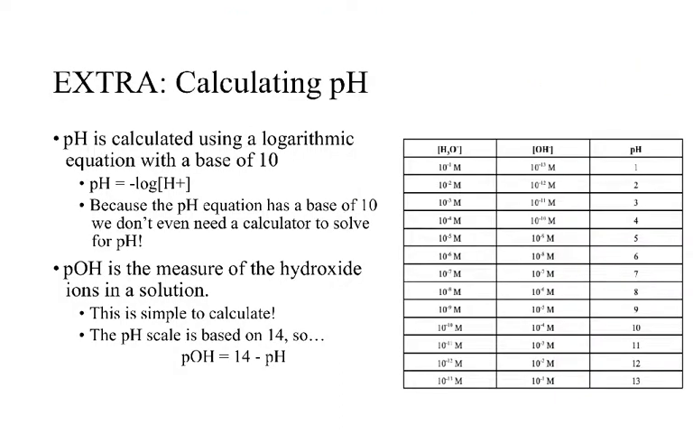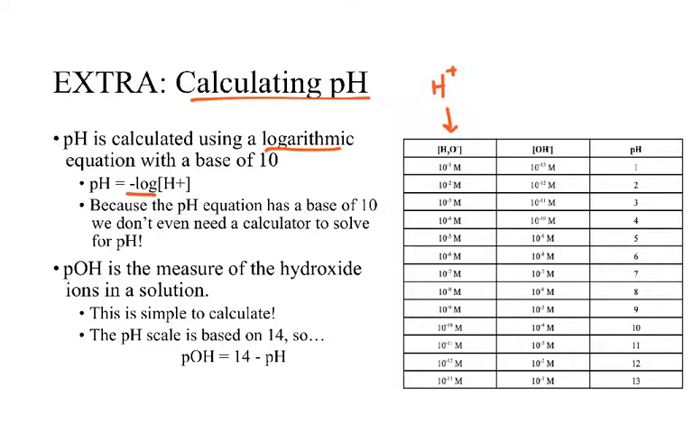So a little extra, this isn't really going to be a major thing we focus on, but a little extra is how we calculate pH. So pH is a concentration of something, right? So we calculate this using a logarithmic equation. So if you're in calculus or pre-calculus, you've probably seen this already. If not, that's fine. So it is actually the negative log of our hydrogen concentration, right? Remember, hydrogen is also H3O plus, hydronium ions.